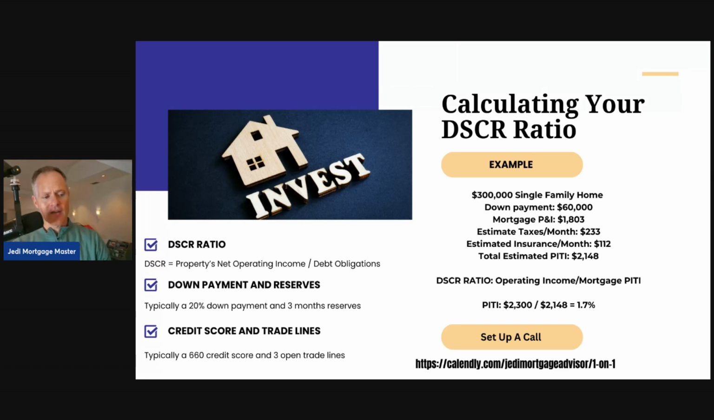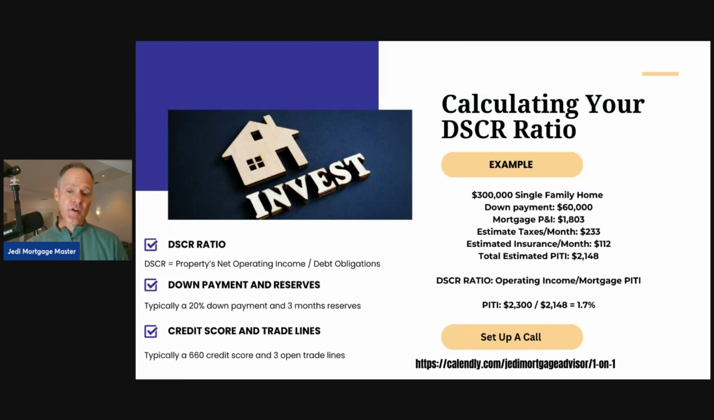Number two, on the check side down below here, down payment and reserves. I do want to let you know that one of the requirements of this loan doesn't have an income qualification on your side, but it does have a down payment and reserve qualification. Typically, it's 20% down, sort of a starting point, and 3 months reserves. That's 3 months of your mortgage payment left in reserves after all expenses.